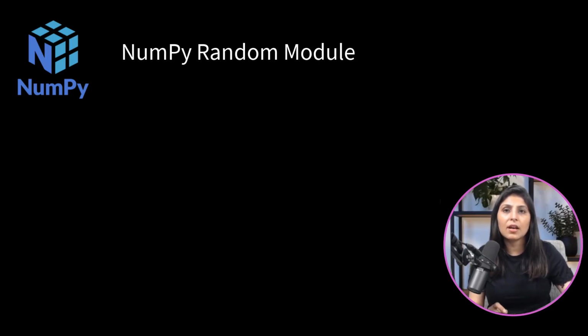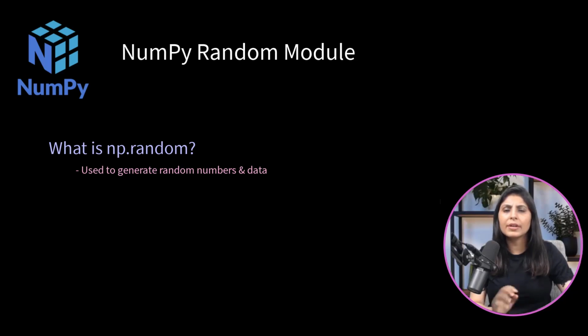So guys, in our last class we learned about broadcasting in NumPy. And today we are going to cover the next important topic, which is the random module. The NumPy random module is used to generate random numbers or random data points. Now the question is, why do we need these random numbers? Why do we need this randomness in programming?